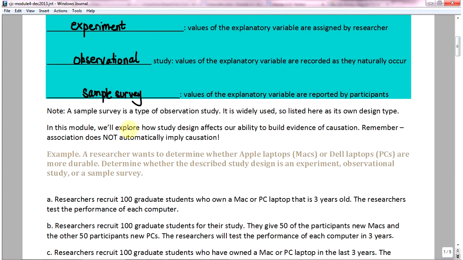In this module, we'll explore how study design affects our ability to build evidence of causation. And remember that just because you find that there's an association between an explanatory variable and your response variable, that does not mean that one causes the other.